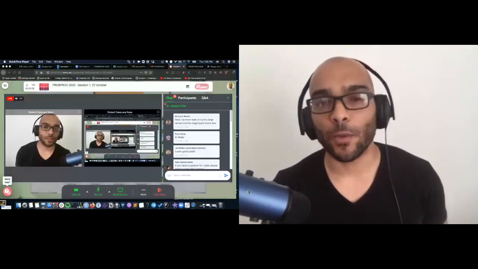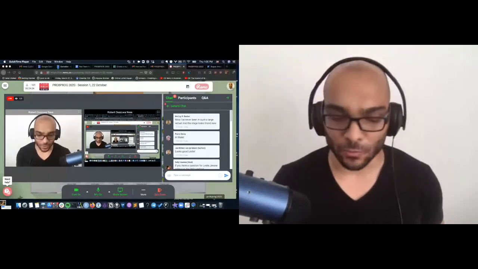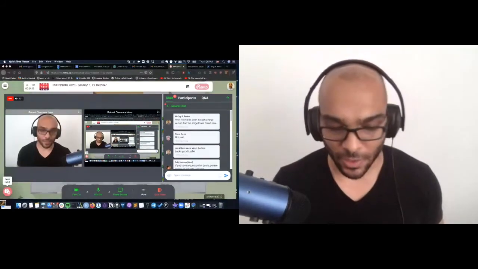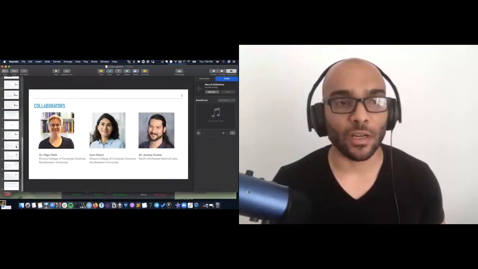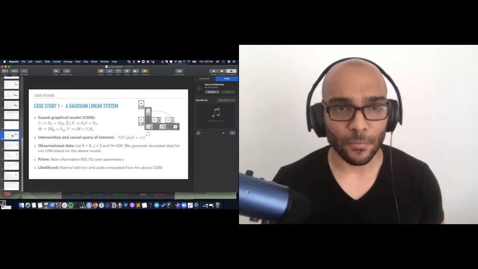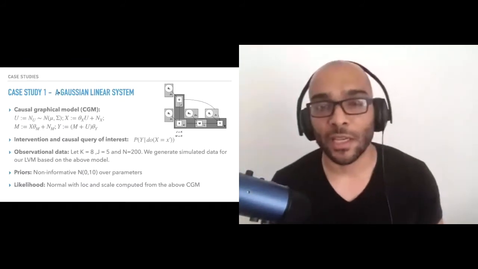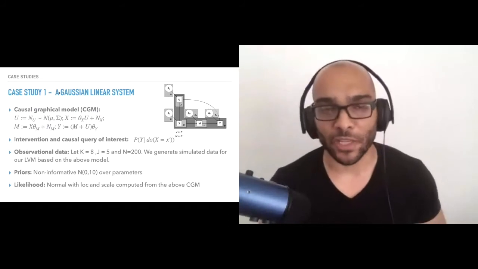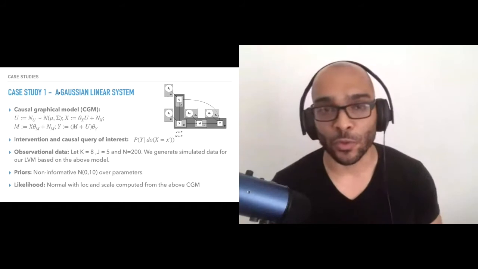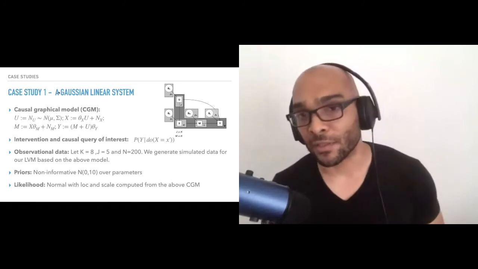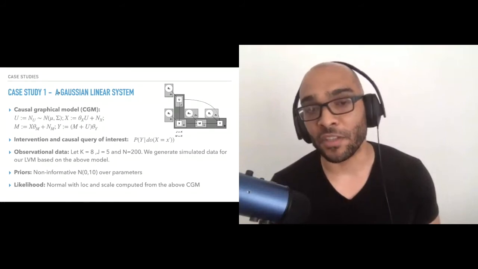Great. So I wanted to bring this. This is work that we are working on with Olga Vitek's lab at Northeastern. We've been focusing on some toy examples like this, for example, this Gaussian linear system, where it's really a toy example that shows how if you don't have M here, you don't get identifiability of the parameters, nor of the intervention distribution of interest.